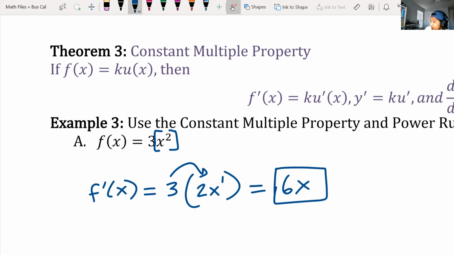But what's to stop us from saying, why not just bring this 2 down and multiply the 3? You'd be done already. Think about it. You can split them up as you need to, but you can also just bring that exponent down, multiply the number in front, and skip a step.